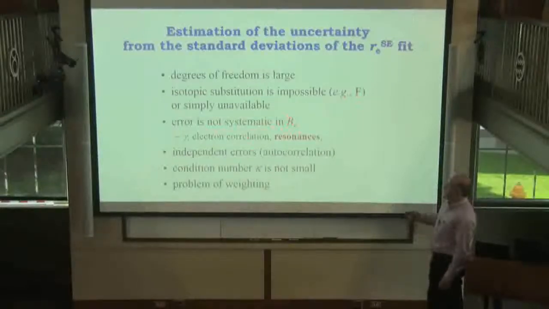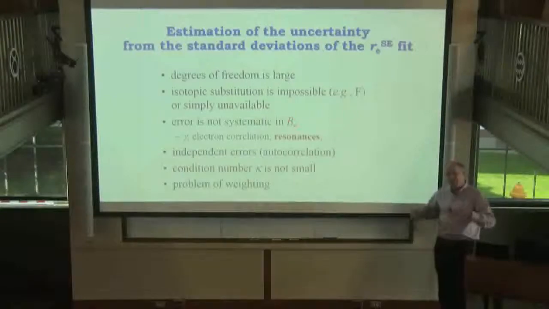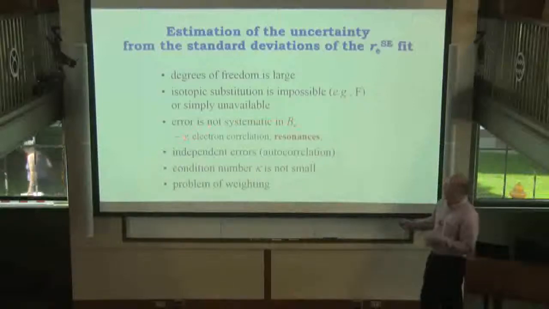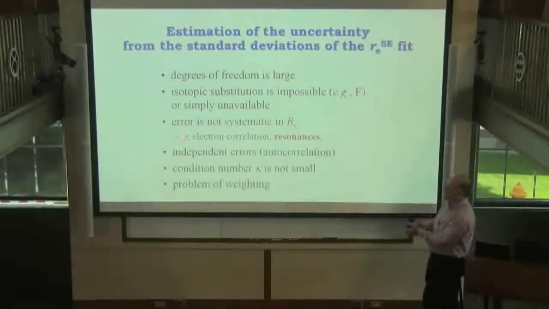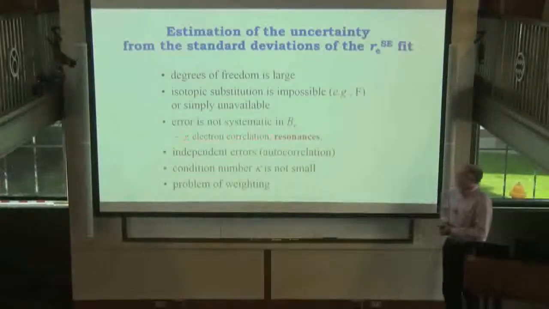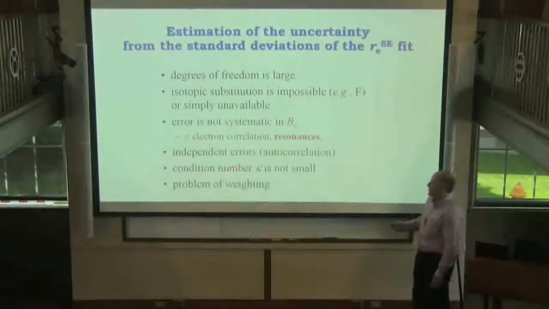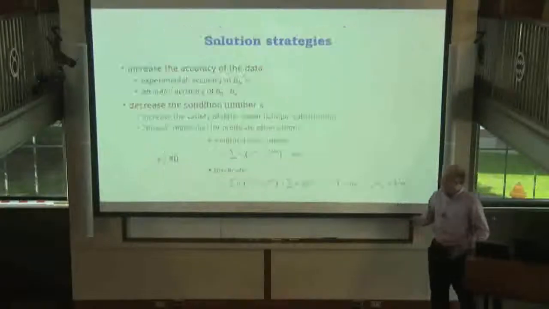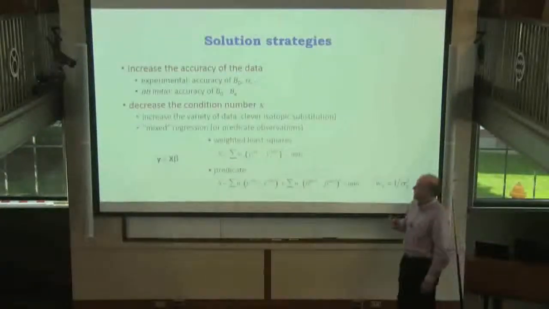The errors are not always systematic in BE. If the errors are systematic through the fitting, you can get rid of this error. If the error is not systematic, that's a problem. The expansion, when you include only alpha and not the higher-order terms, that's a problem. The first higher-order term is the so-called gamma term. Electron correlation, resonances, all will affect these constants. Whether the errors are independent or not, that's a problem. The condition number of the fitting may be large, which means that you have a problem in the fitting, so you have to work on that. And of course, there is always a problem with the weights you use in these fitting procedures.